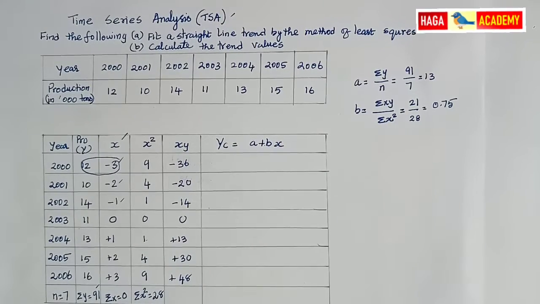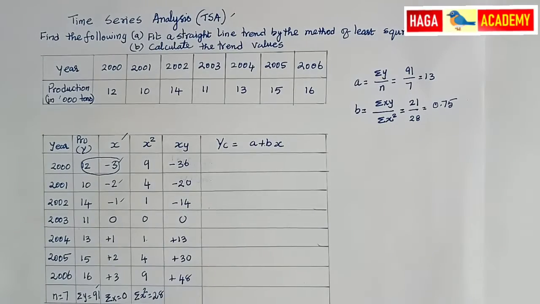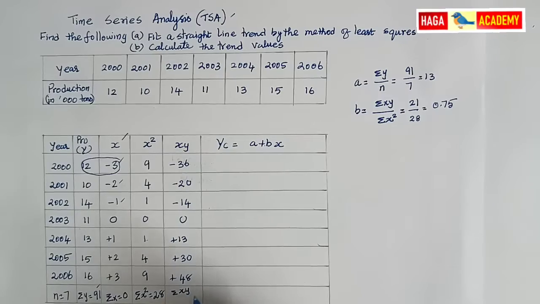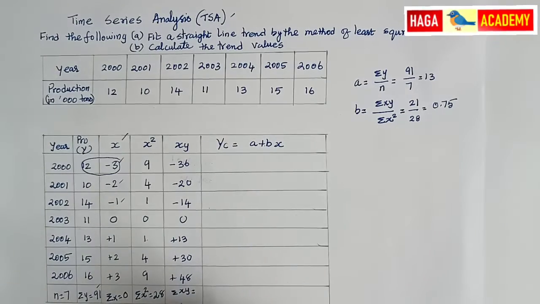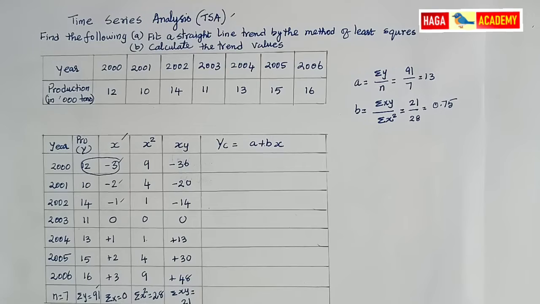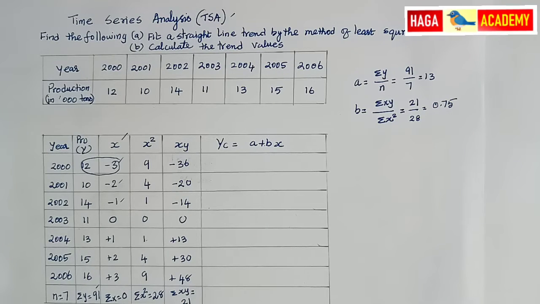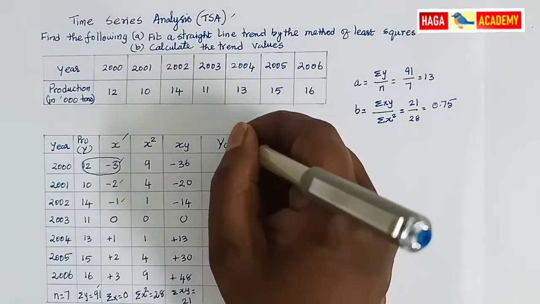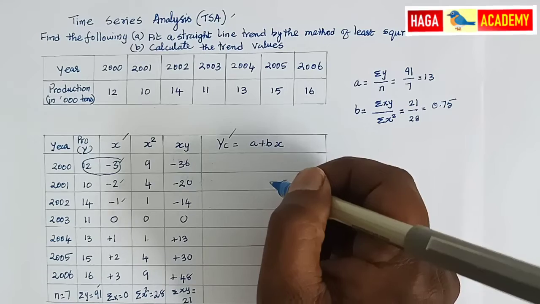Now up to this, okay, easily we can formulate the data, and you identify summation xy equal to, the entire thing we come to know, only 21. The next step is very important. Now listen, Yc equal to a plus bx. Yc equal to a plus bx.